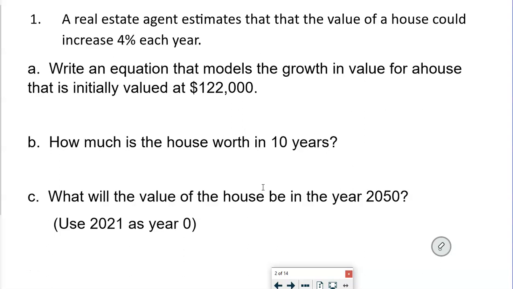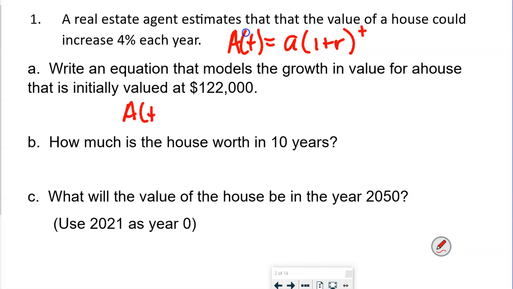So when we're talking about this one, our equation is A of T is equal to A times 1 plus the rate of interest to the power of the time. Okay, so A is our initial amount of money. So when we're writing our equation, it's going to be A of T is equal to our 122,000, and then it's going to be 1 plus our interest rate.